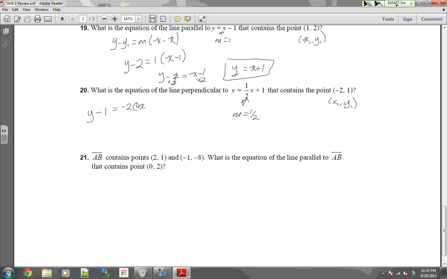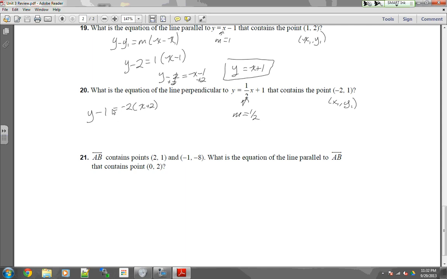Don't know why this thing's jumping around so much. You can multiply it through if you want, or you can leave it in this form. If you multiplied it through, your answer would be y equals negative 2x minus 3, because this would give you negative 2x minus 4. Add the 1 to both sides to get the negative 3.